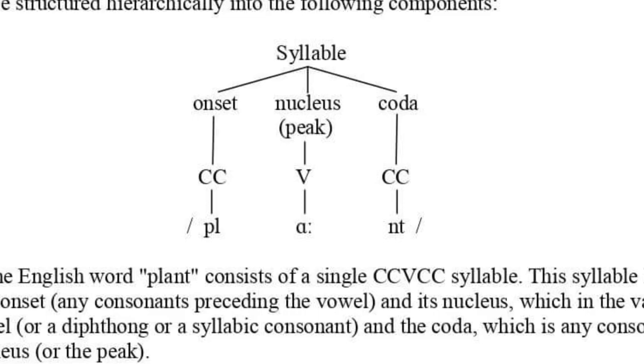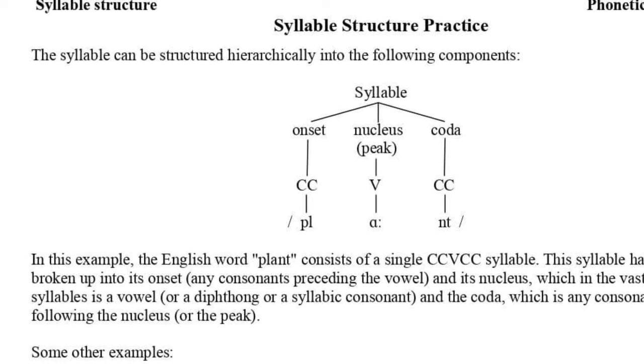Another optional element, which is the onset. The onset is any consonant before the nucleus, and it is optional. The coda is any consonant after the nucleus, and it is as well optional.